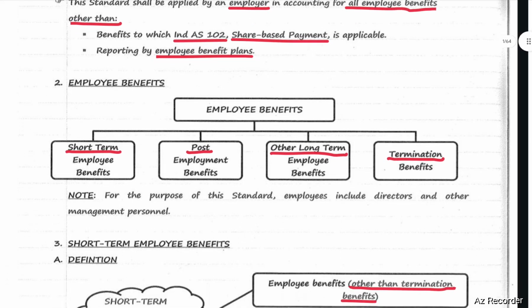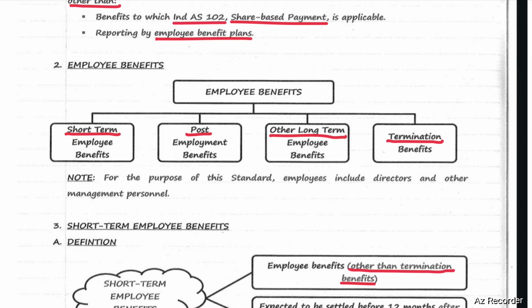Next, employee benefits are of four types. First one, short-term employee benefits. Second, post-employment benefits. Third, other long-term employee benefits. Fourth, termination benefits. Here, employees includes directors and other management personnel.